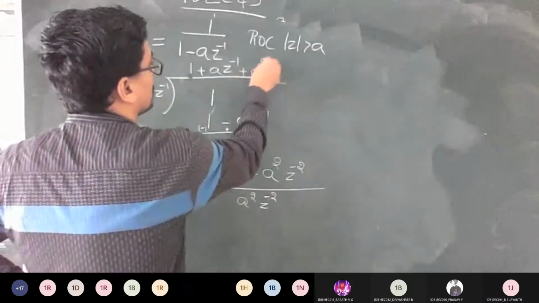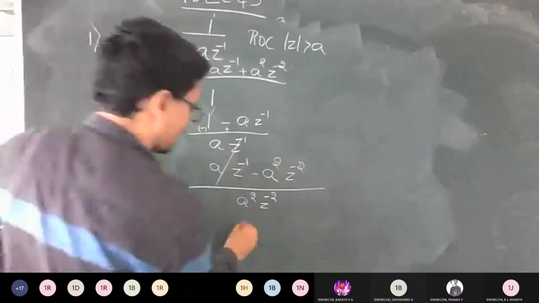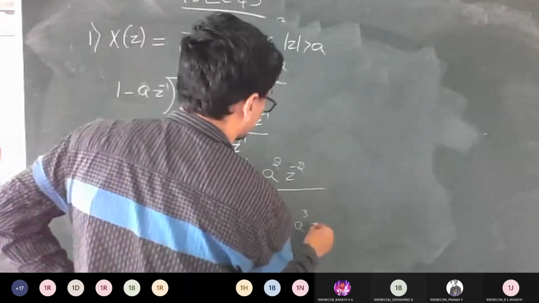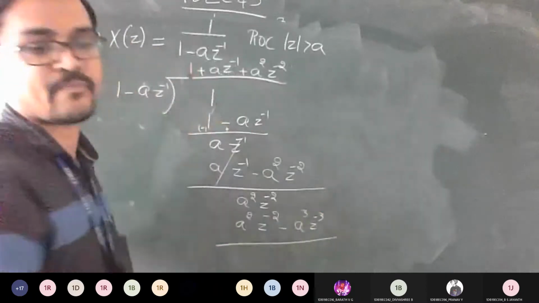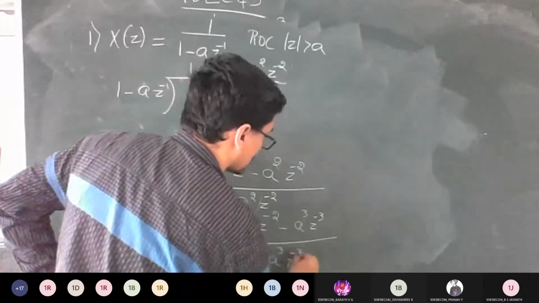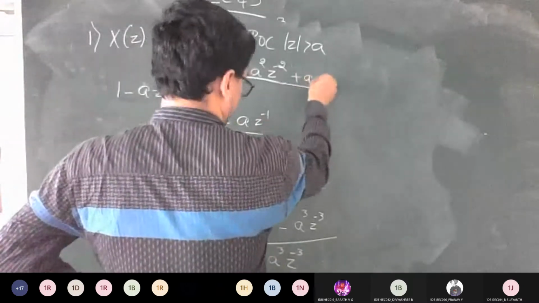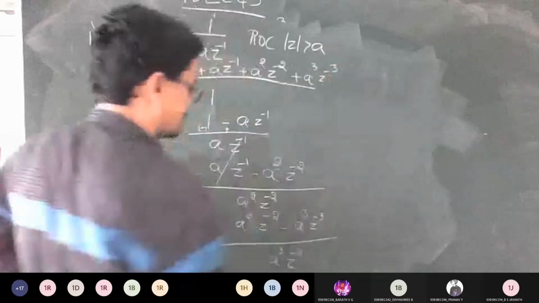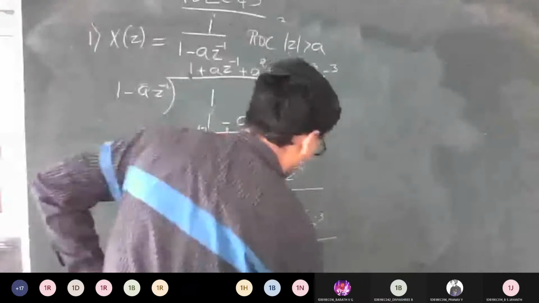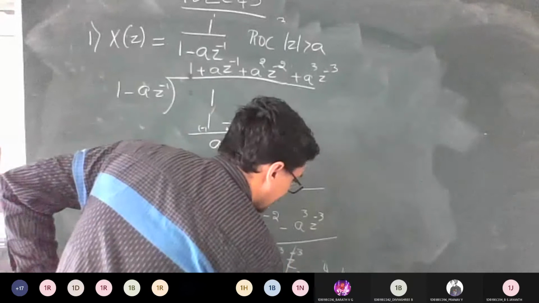Plus a square z raised to minus 2. Correct now? So a square z raised to minus 2 minus a cube z raised to minus 3. Again subtraction. So a cube z raised to minus 3. We'll take one more and write so on. Plus a cube z raised to minus 3, minus a power 4 z raised to minus 4. I hope you have understood till here. Am I clear to everyone?